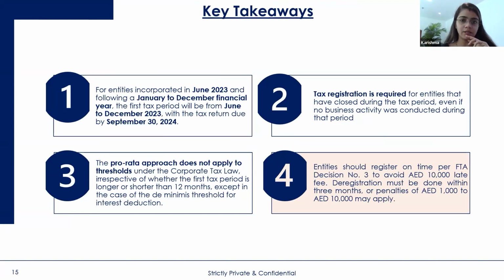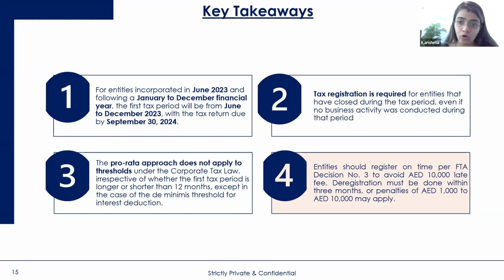Just to give you a summary of the key takeaways. A very important key takeaway, again I would reiterate, is with respect to the companies incorporated in June 2023 and following the financial year of Jan to December. So it's only applicable for those following Jan to December as their fiscal year. For them, it would be June 23 to December 23, and the tax return due date would be 30th September.